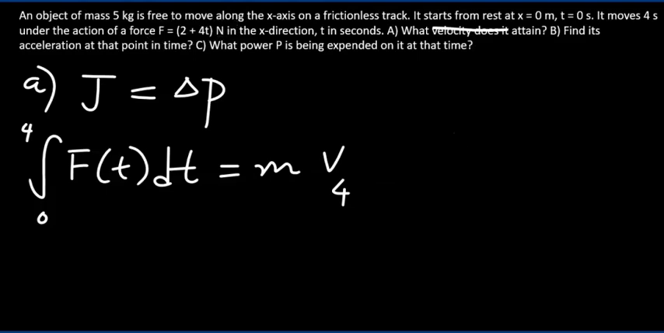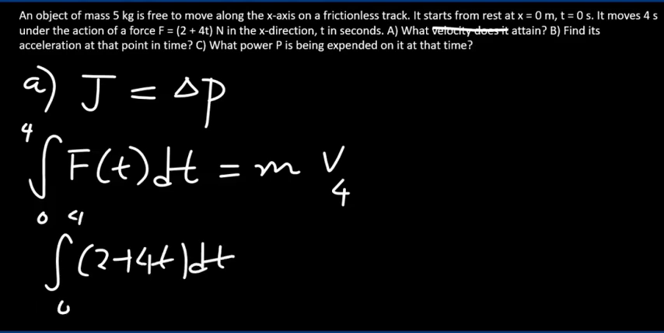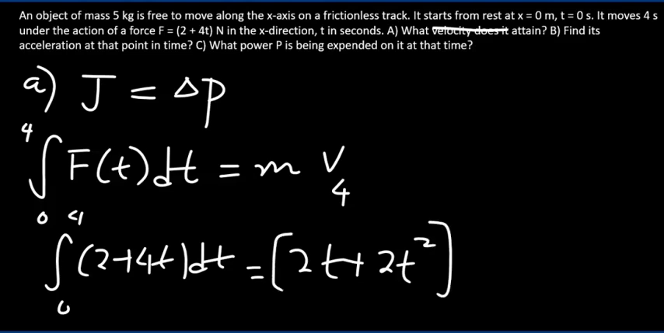So let's do the left-hand side. You want to integrate 2 plus 4t with respect to t between 0 to 4 seconds. And that is just 2t plus 2t squared. And you have to impose the limits, 0 to 4. And that equals m v4.